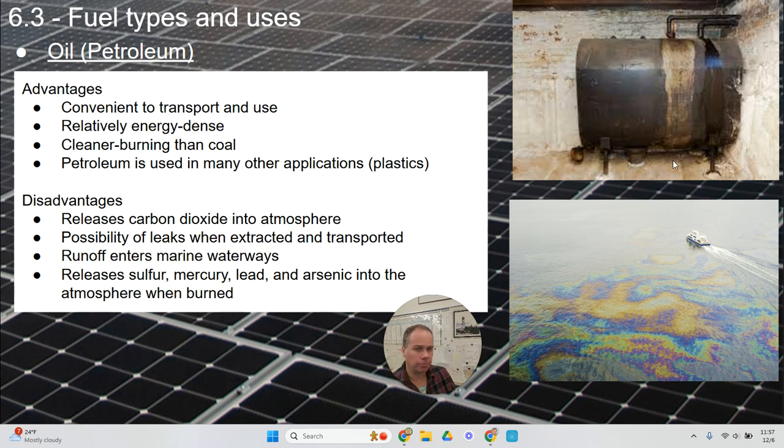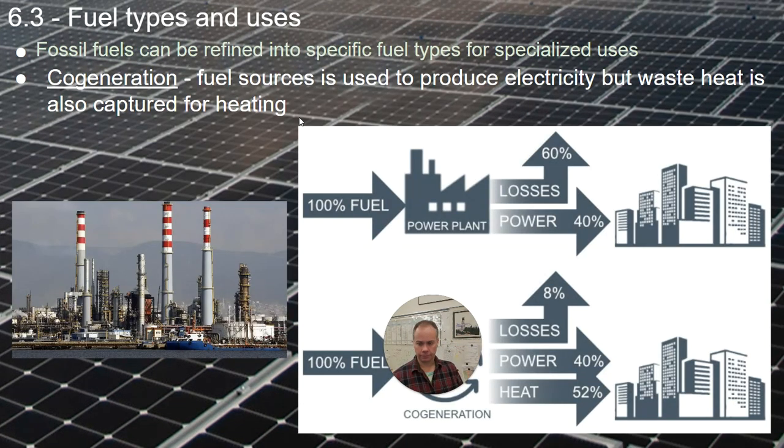Disadvantages: burning of oil, petroleum releases CO2. If it leaks when it's being transported, if there's an accident at an oil well or an oil tanker ship, it can spill large amounts of petroleum into ecosystems, which can have serious impacts on organisms that live in those areas. It also does have some contaminants such as sulfur, lead, mercury, arsenic, and when the petroleum is burned, those things get released into the atmosphere.